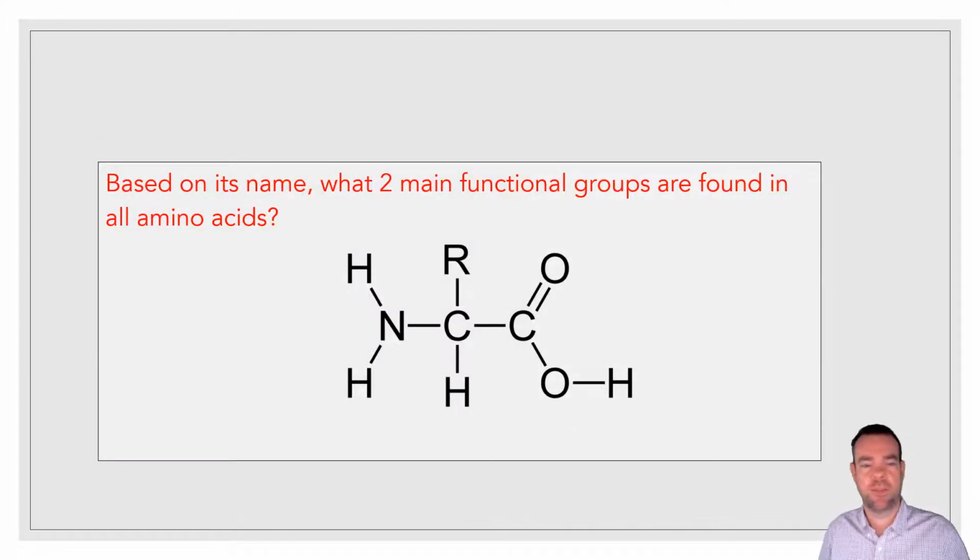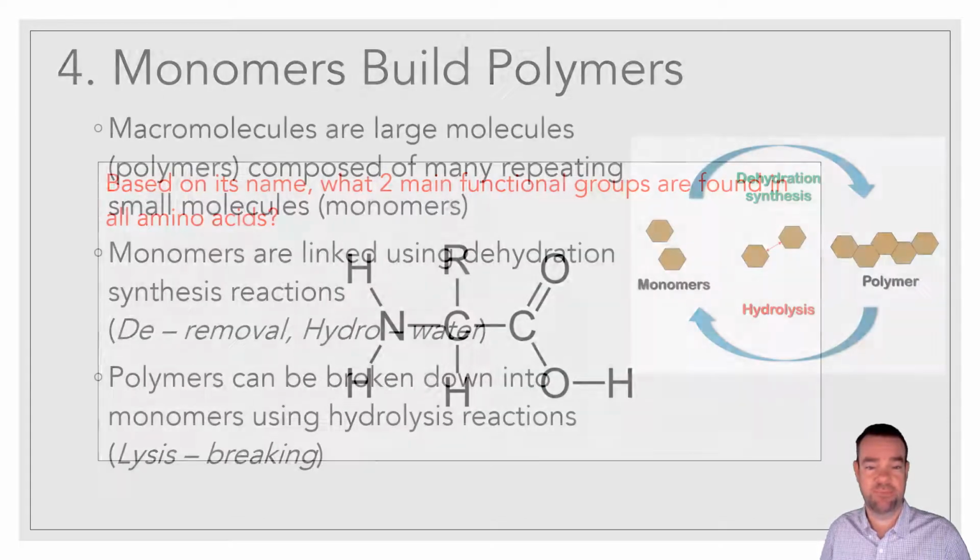Okay, so looking at this molecule, what 2 main functional groups do you see? And this is an amino acid. Think about its name. On your paper, go ahead and circle those groups and name them. And also, there's that NCC backbone I was talking about.